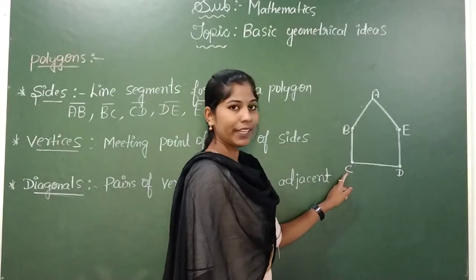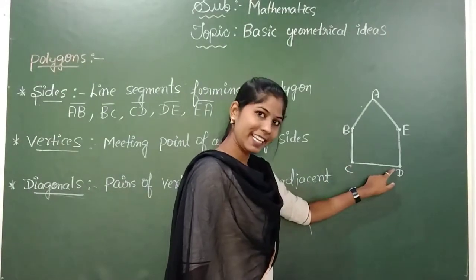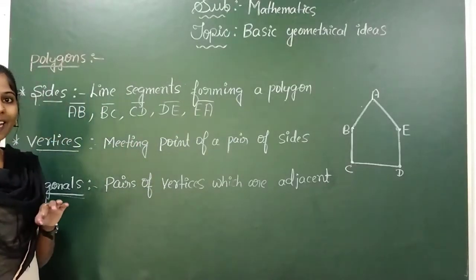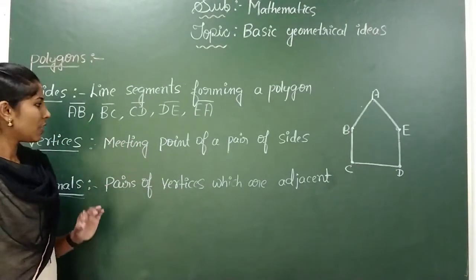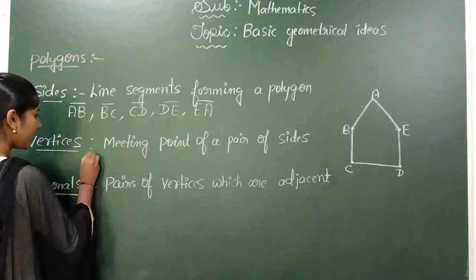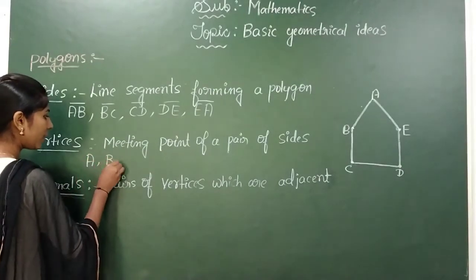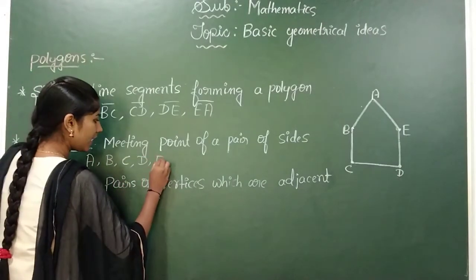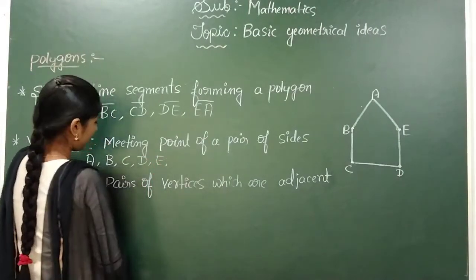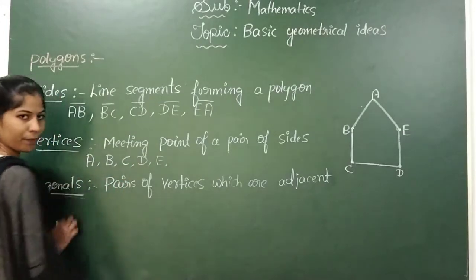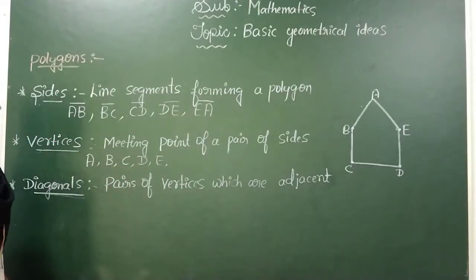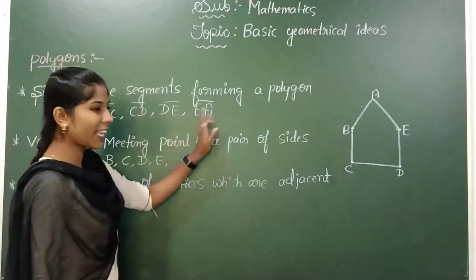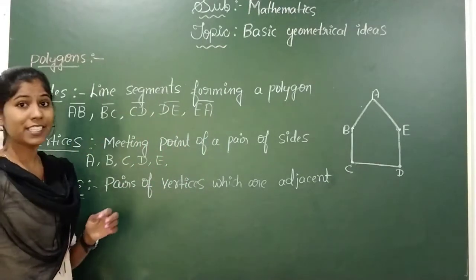Vertex B, vertex C, vertex D, and vertex E. Those points are nothing but the vertices. So which are the vertices? A is a vertex, B is a vertex, C is a vertex, D is a vertex, E is a vertex, and that makes 1, 2, 3, 4, 5. One more thing: this polygon is made by 5 line segments and 5 sides.